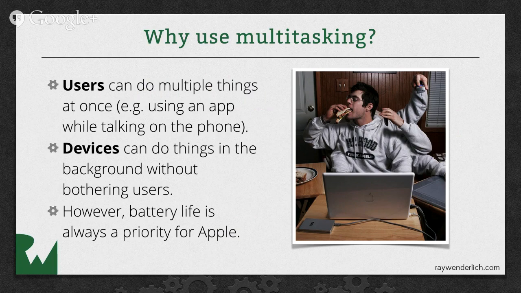Secondly, the device can also multitask. It can do things in the background without bothering you. This can be things such as acting as a low-energy Bluetooth device or doing something like background fetching, which is one of the APIs that we're going to talk about. So the user can do multiple things at once, or the device can do things in the background without bothering. Those two are multitasking.